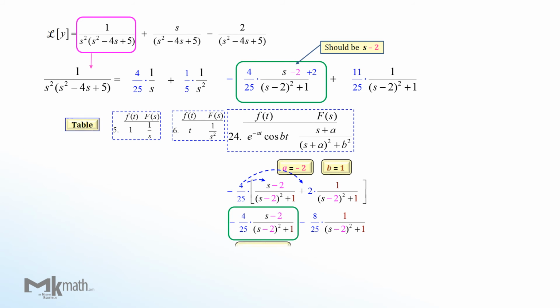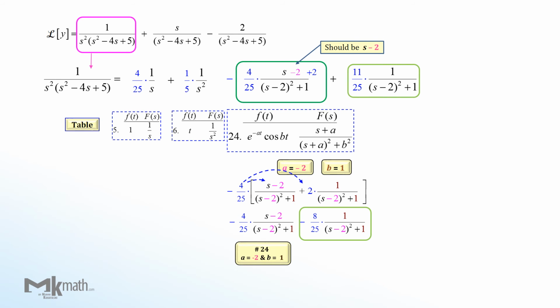The first part is matched with number 24 in the table with a equal to negative 2 and b equal to 1. For the second part, it is not the same form as number 24 since there is no s on the numerator. However, it is the same form as the last one, as you can see. So let's combine the two terms to be 1.